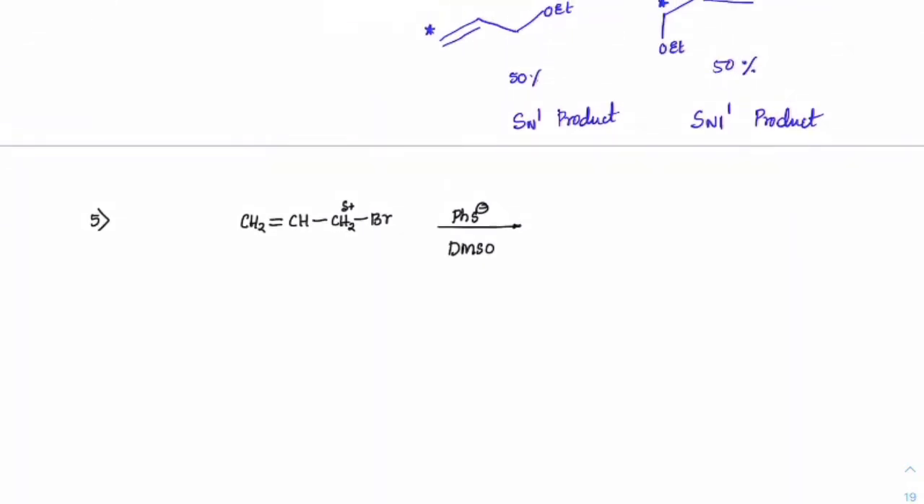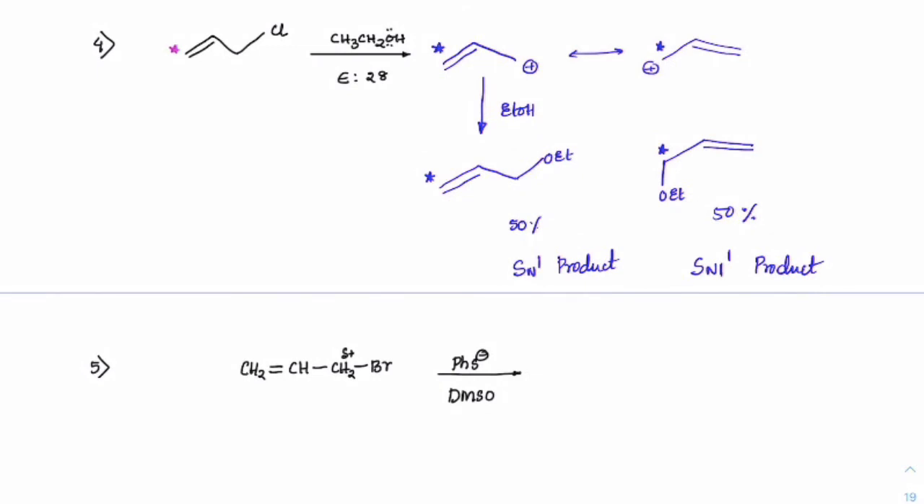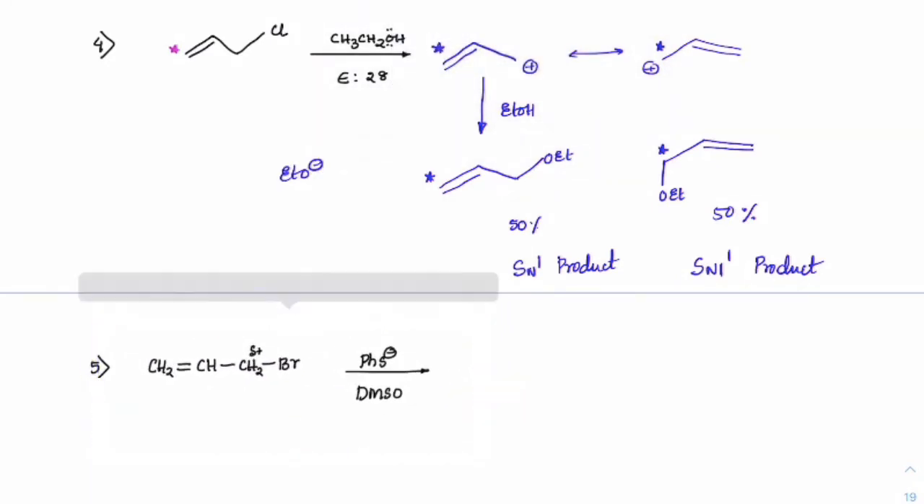Right. Let us focus on this next question. Meanwhile, make a note of that. Next question, here also it is a similar kind, where this time, beta, check out here, this is a strong nucleophile. PhS minus is a very strong nucleophile. Definitely this is an SN2 product.